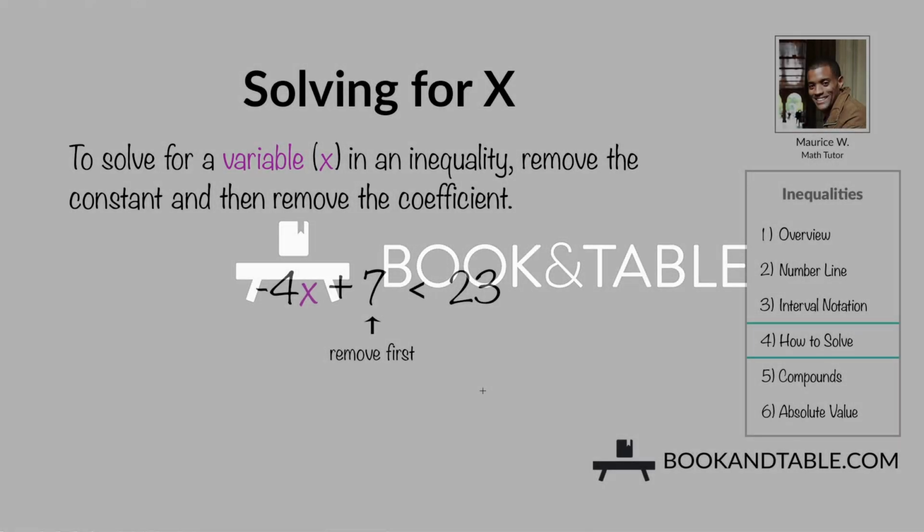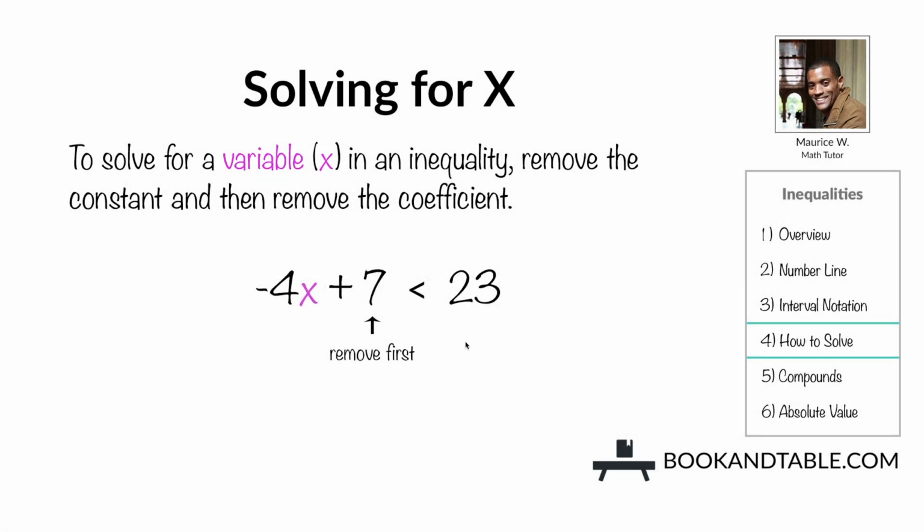Let's now dive into how to solve inequalities. So, solving for x. To solve for a variable x in an inequality, first remove the constant and then remove the coefficient. These are the same steps that we took to solve an equation, as you may have seen in our previous chapter. So let's say we had negative 4x plus 7 is less than 23. We first remove the constant, 7, and then we remove the coefficient of our variable, and then that will leave us with the inequality and just having a variable on one side and a value on the right side.